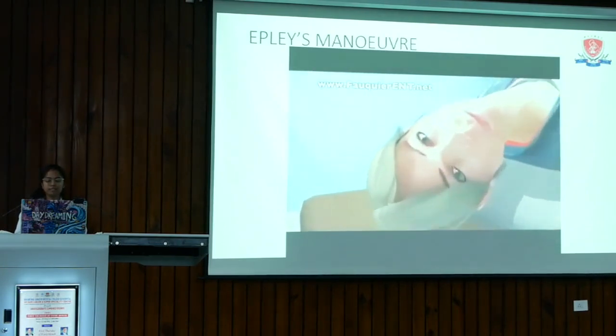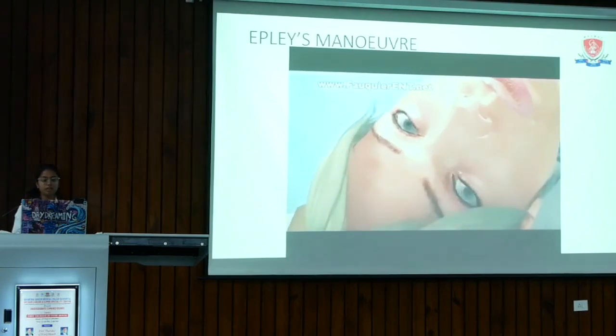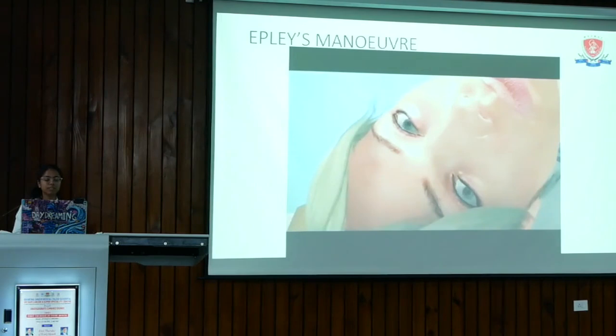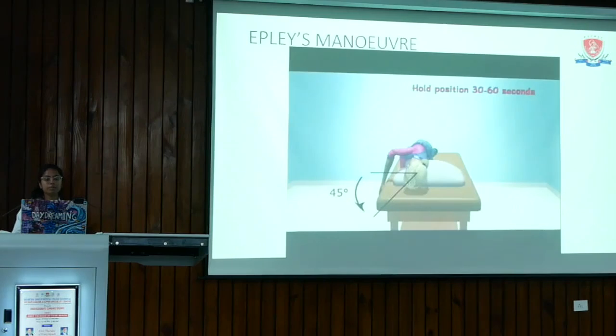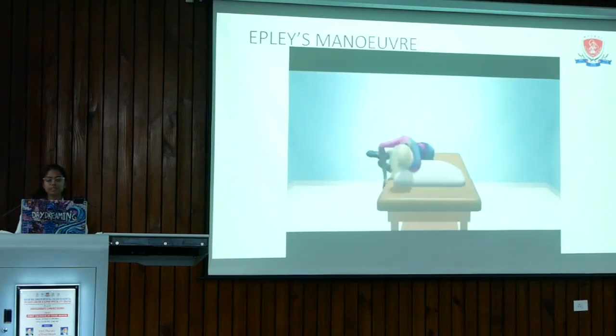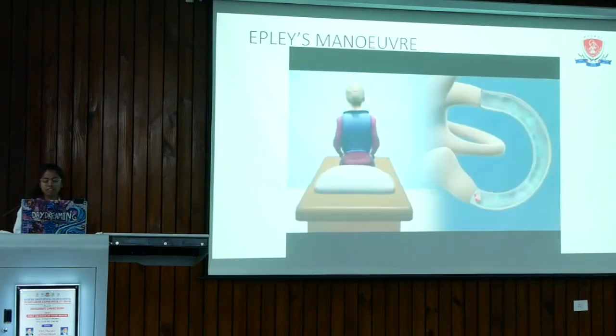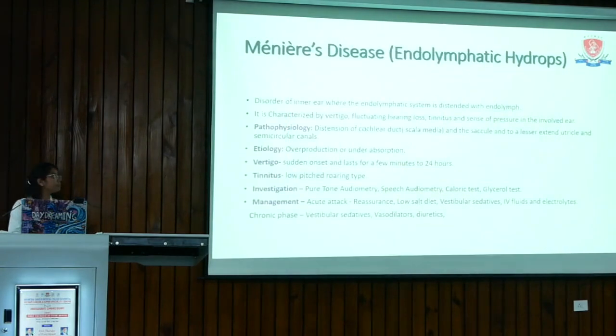If BPPV is present, then the nystagmus will occur. Wait for 30 to 60 seconds till the vertigo or the nystagmus disappears. Then the patient is rotated to 90 degrees and is held in position for 30 to 60 seconds such that the affected ear faces upside. The patient is further rotated by 90 degrees and held in position for 30 to 60 seconds, and the head should form an angle of 45 degrees with the horizontal. Another person can help with these positions while performing the maneuver. Then the patient is asked to sit down and the chin is brought down to 20 degrees.